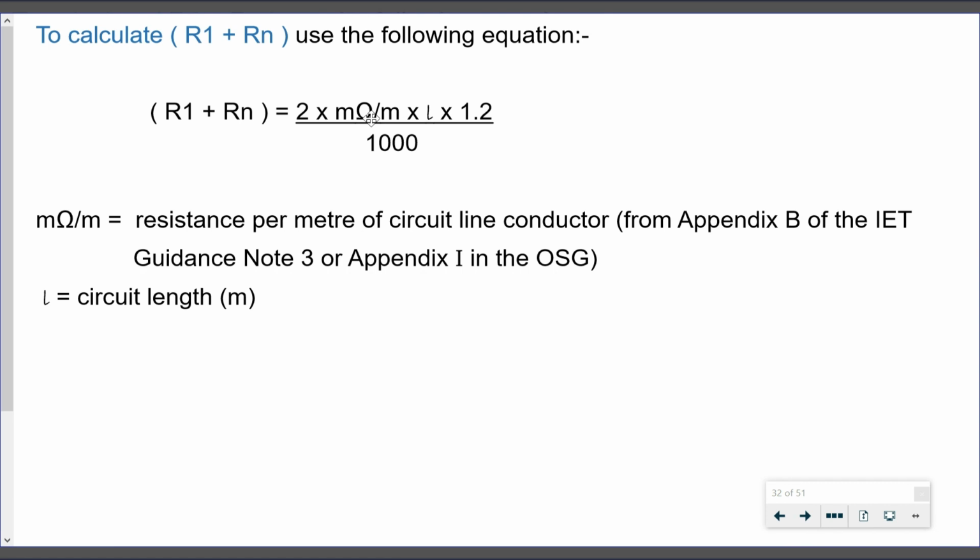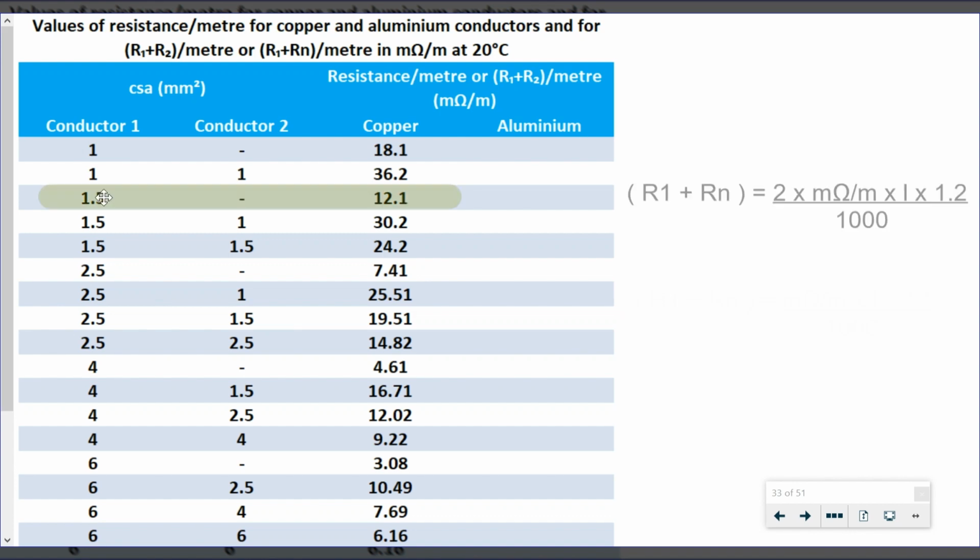As I said, for the milliohms per meter value, we're just utilizing the line conductor, so we use 2 times that value for the line and the neutral. All right. So if you look here, you'll see we've got a 1.5 millimeter squared cable. In order to find the R1 plus Rn value for any given length, I would take 2 times the milliohm per meter value for the line conductor, multiply it by the length, multiply it by 1.2, and then divide it by 1,000, and that would give me the R1 plus Rn calculated value.